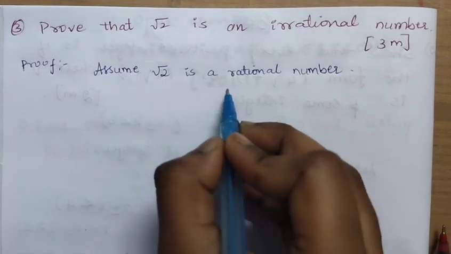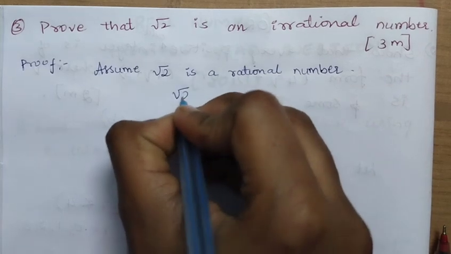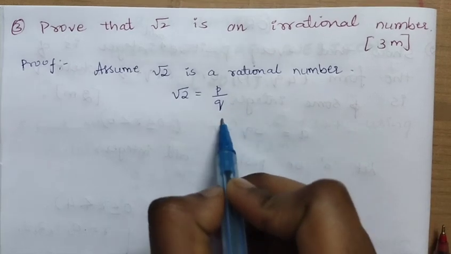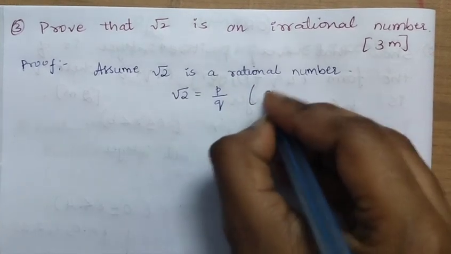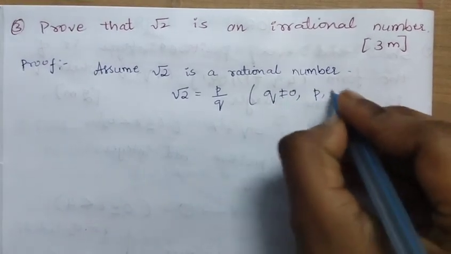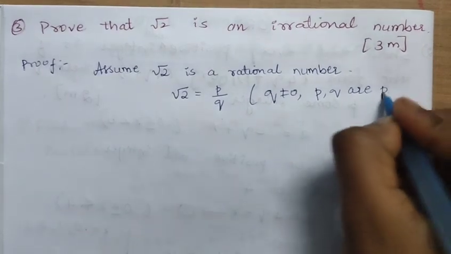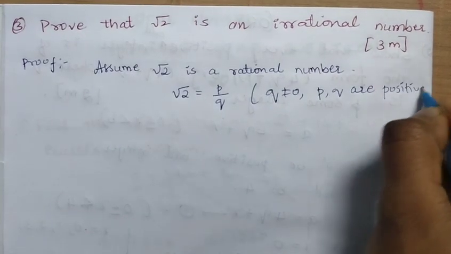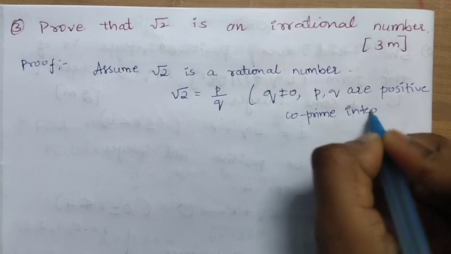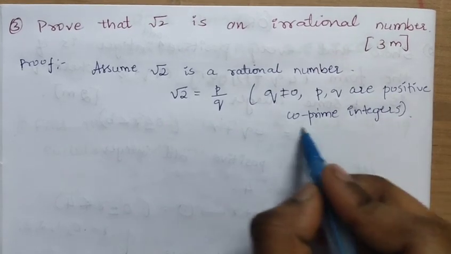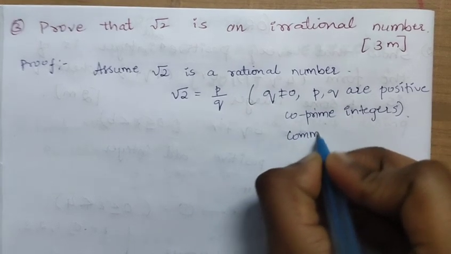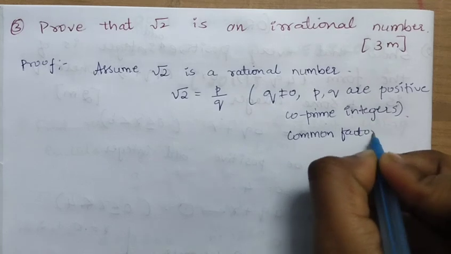If root 2 is a rational number, I can express root 2 as p by q. Rational numbers can be expressed in the form of p by q. So here the condition is q is not equal to 0, and p, q are positive co-prime integers. Here co-prime means the common factor between p and q is 1.